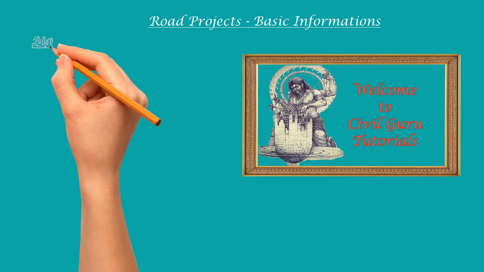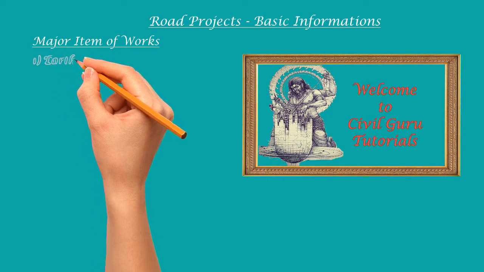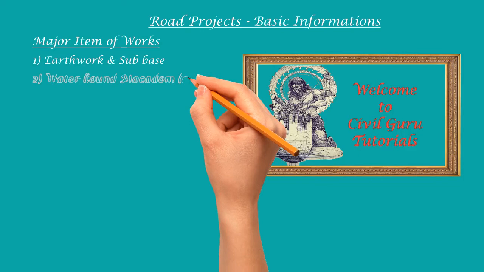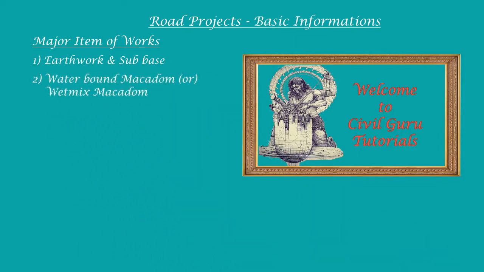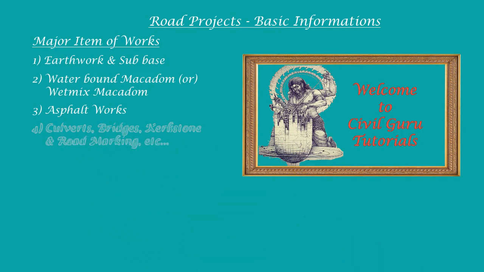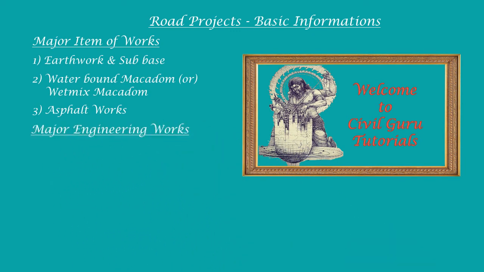The road projects involve the following major items of works during execution. 1. Earthwork and subbase. 2. Waterbound macadam or wet mix macadam. 3. Asphalt works. In addition to that, there are some other items, such as culverts, bridges, curbstone, and road marking, etc. For execution of all these items of works, there are three important engineering works involved, which support from the beginning, starting from designing of roads, till the end of the execution of the project.